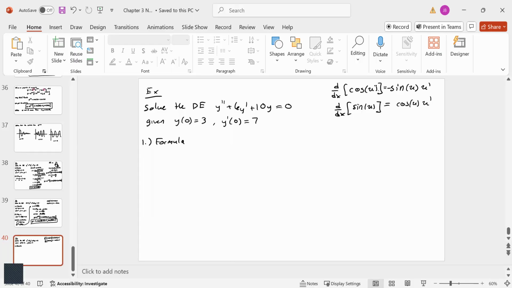Step one, formula. Like that. And from there, we know that y double prime is r squared, y prime is r, y is equal to 1. Step two, plug in. Again, it's complex, can't factor. We already know that ahead of time. And so we get r squared plus 6r plus 10 equals 0. Step three, solve quadratic.